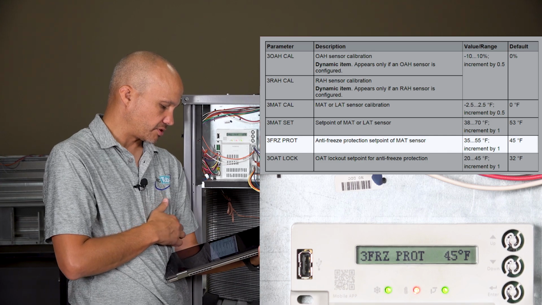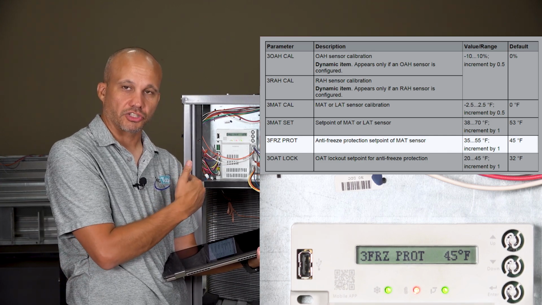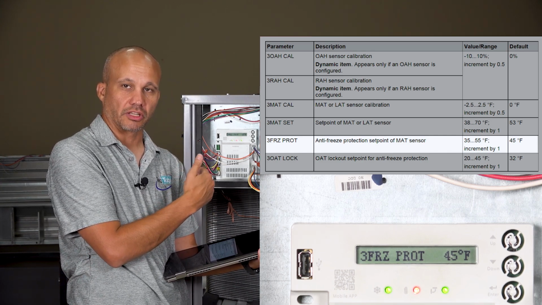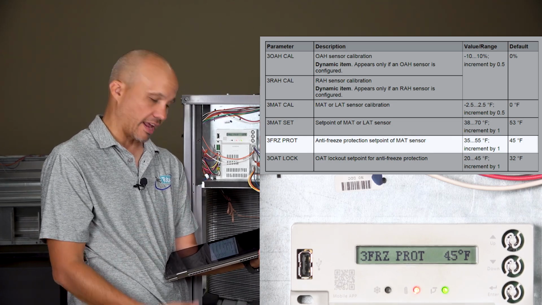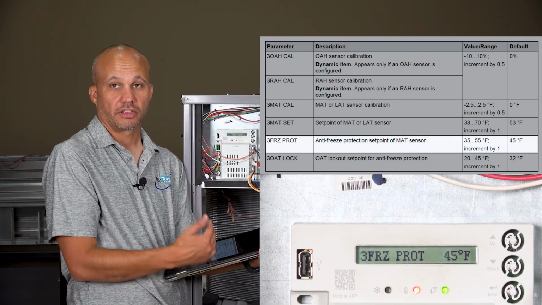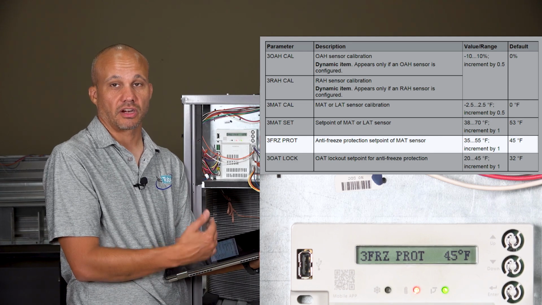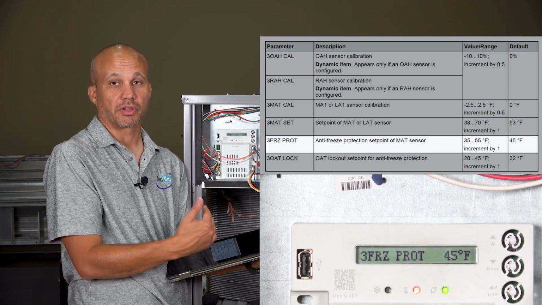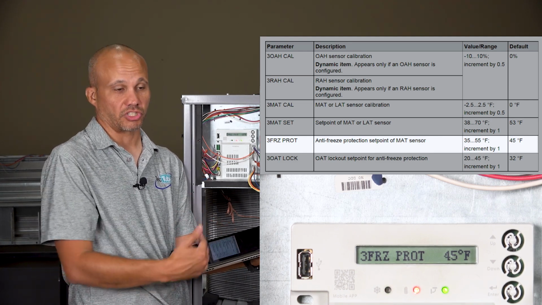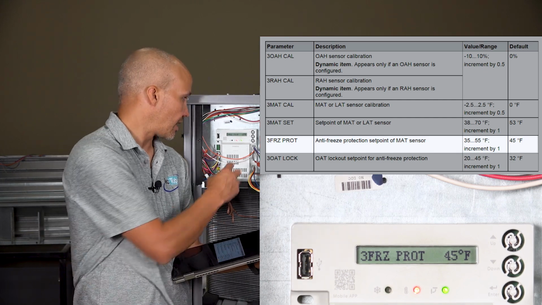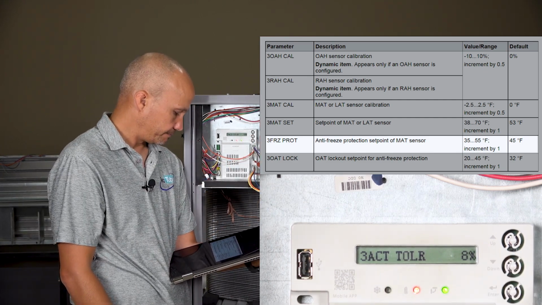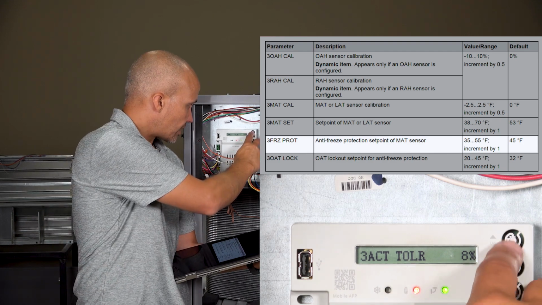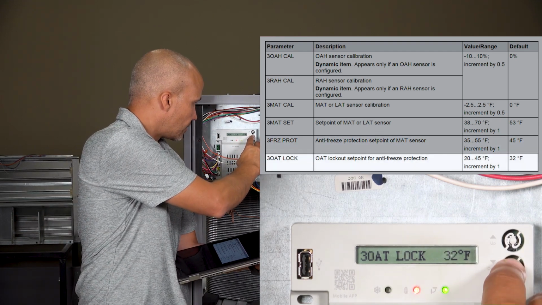Antifreeze mixed air temperature set point. So the first setting I just showed you was whether the damper goes fully closed or minimum position on a freeze situation. This is the temperature at which it does that. 45 degrees is the default. So if it gets below 45 degrees in the mixed air, we assume that it's a problem, we go ahead and shut the system down, or specifically shut the outside air intake system down. And then it's actually a kind of unique one, actuator tolerance. That one you leave alone.